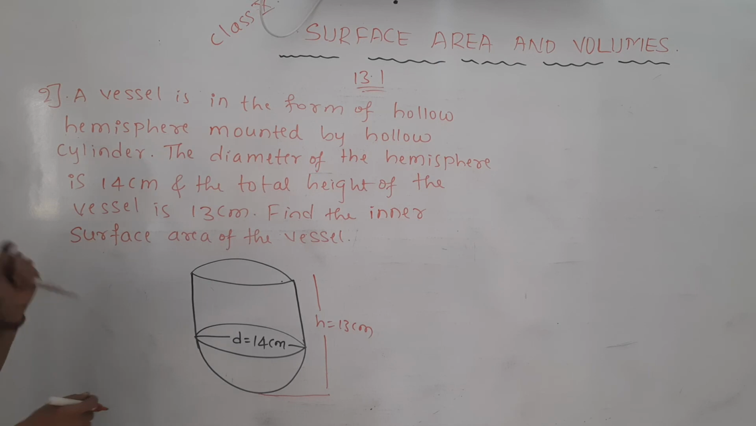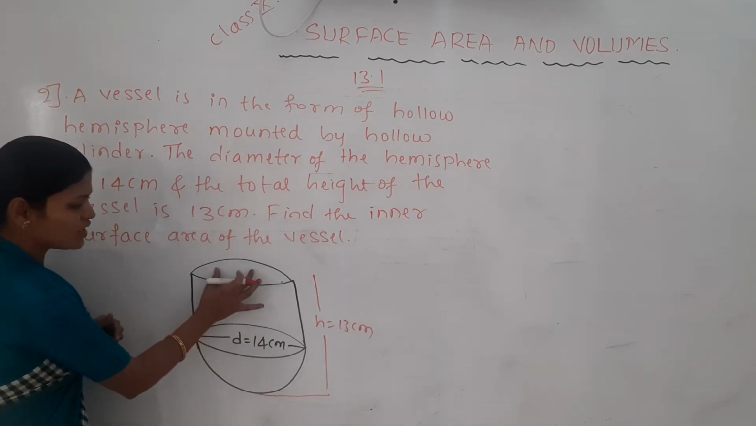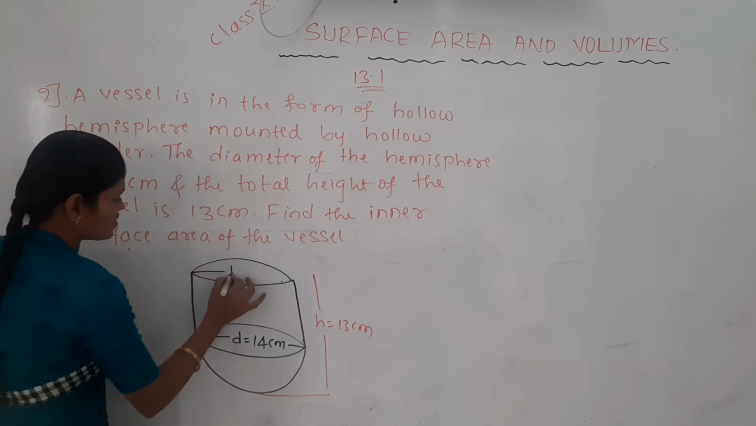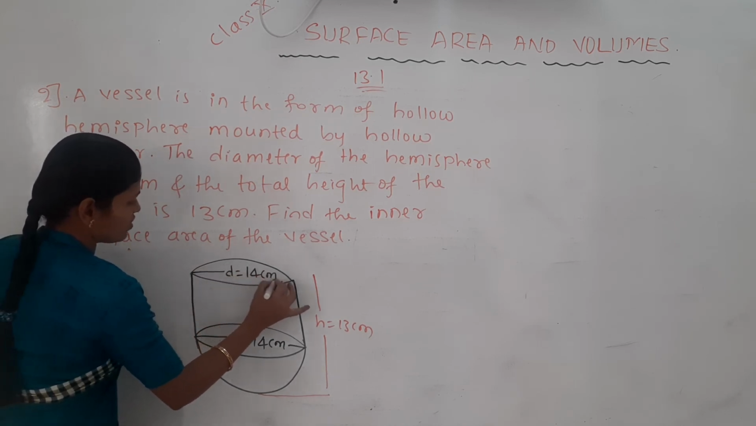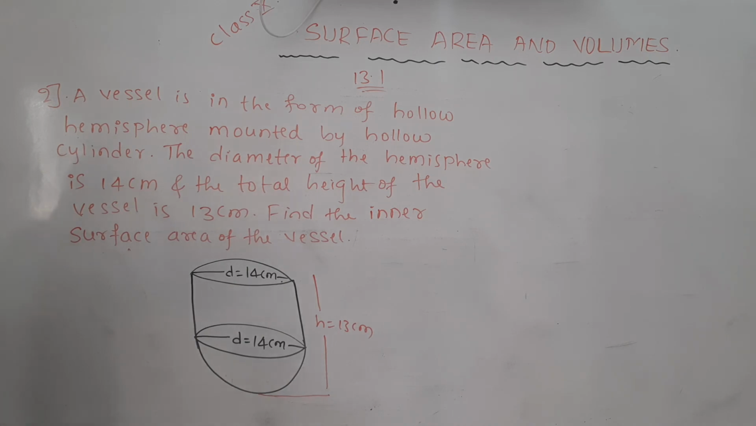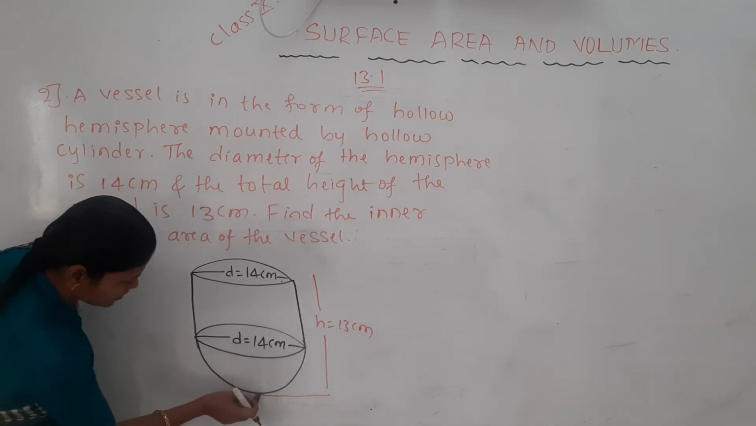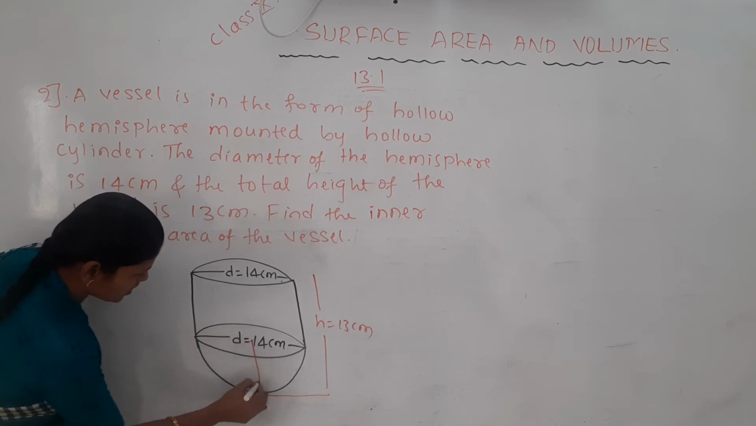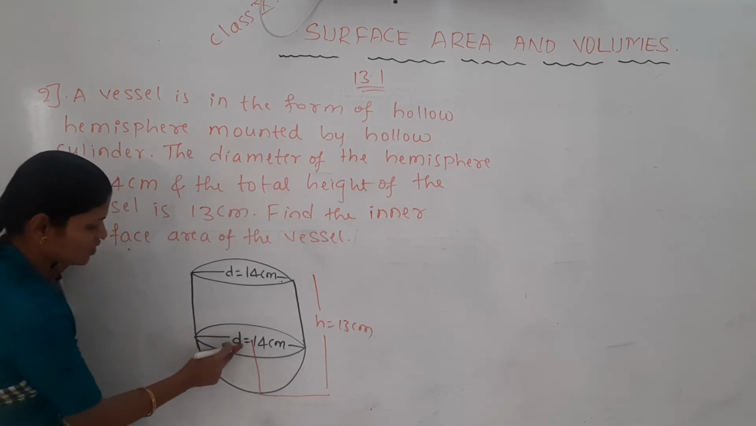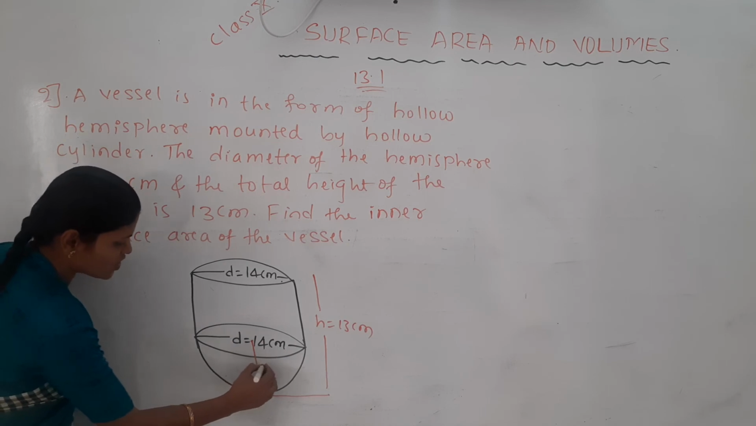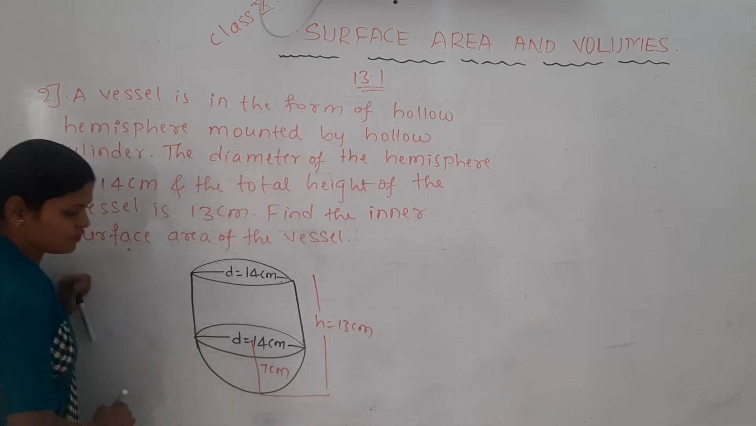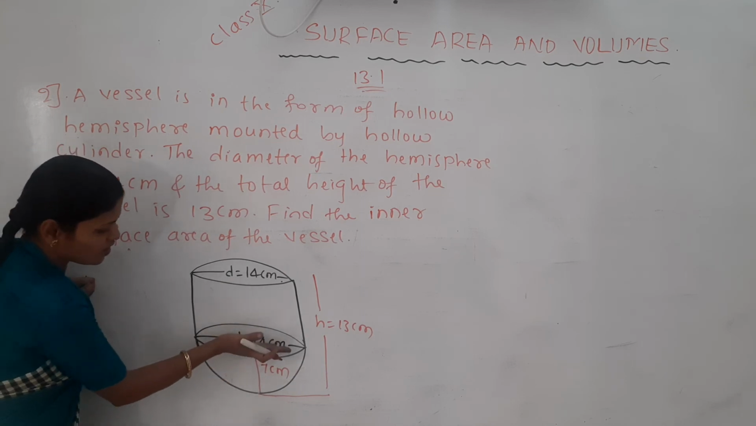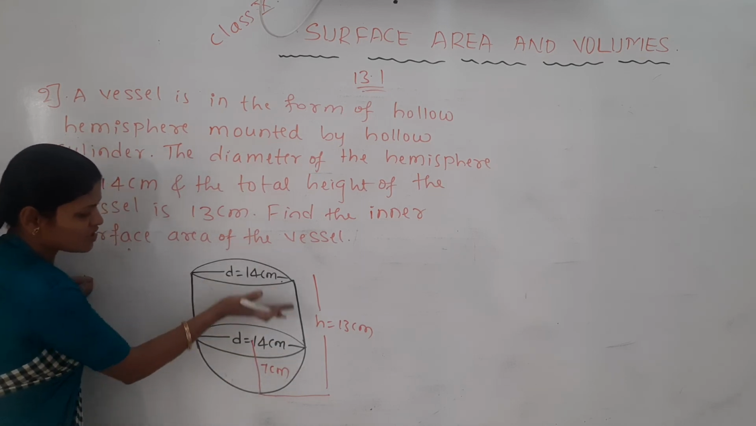So, the hemisphere diameter and the cylinder diameter are at the same level. What is the diameter of this cylinder? 14 centimeter. From this point up to here it is the radius of the hemisphere. If you know the diameter, you can find the radius. How much is it? 7 centimeter. Up to here is your hemisphere, and from here to here is your cylinder.